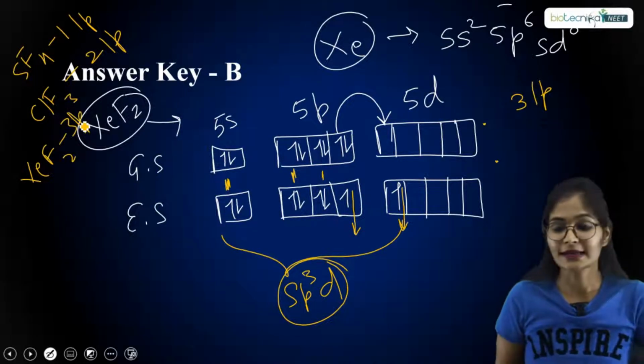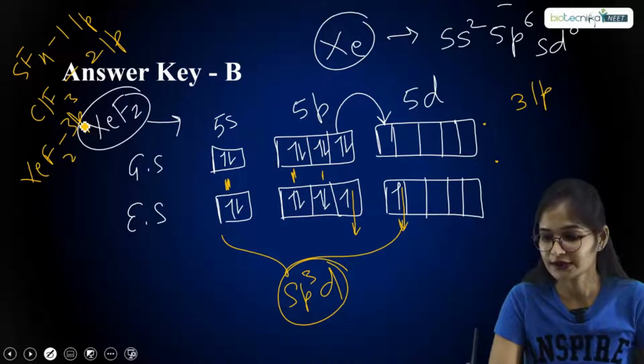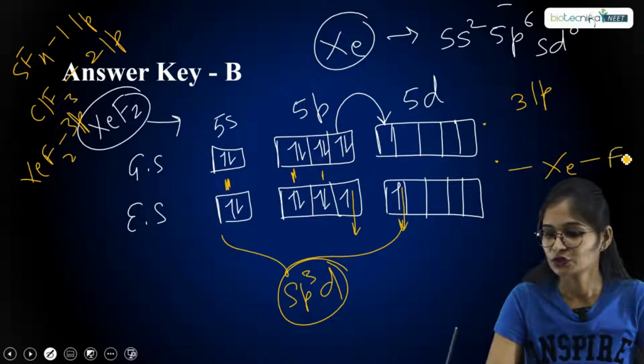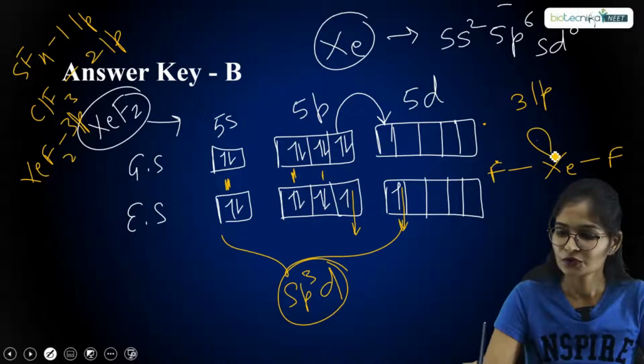What is the exact structure of XeF2? For XeF2, you are going to show xenon at the center, and here you have your 2 fluorines, and you are going to show 3 lone pair sets.